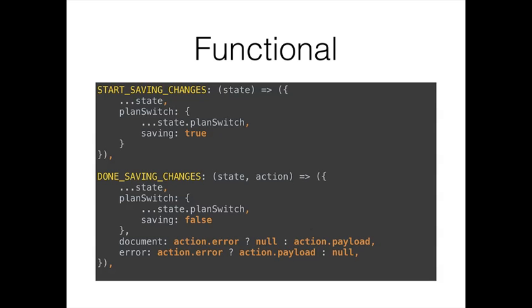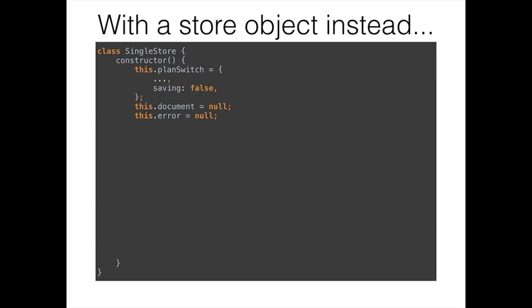So this is what the Redux approach looks like, and this is what my initial attempt of having an object instead looked like. Basically, I had a store, and in the constructor I was building it, and that's the plan switch object that contains the saving boolean, and then I have a document and an error. That's how I initialized it, right?